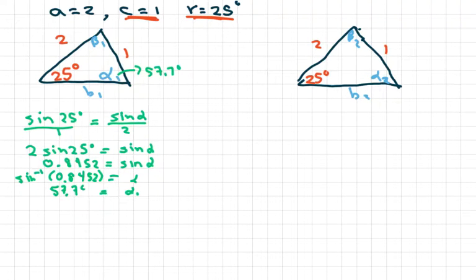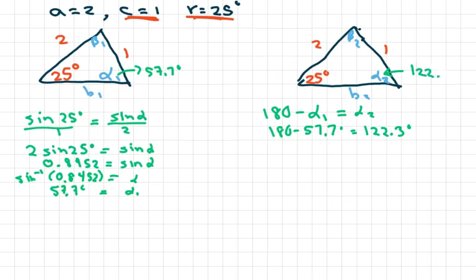Now I'm going to go ahead and figure out if I have an alpha 2. And the way you do that is you just take 180 and subtract your alpha 1 to see if it works. So we get 180 minus 57.7, and that's going to give you 122.3. And if you notice here, when you add these two numbers up, they're less than 180, so we have the two triangles. And then you just solve for the rest.